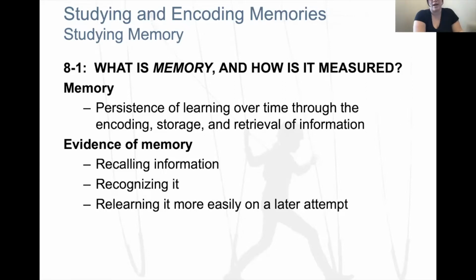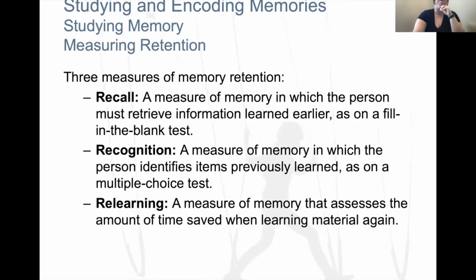An example being, I know that yesterday was September 10th, right? Or I know that pi is 3.14, right? Being able to pull that information out from my memory. Recognizing information, so being able to be like, oh, I've seen this before. I know what this is, I recognize it. And then relearning is easier or quicker on a later attempt. And we're going to talk about why that is and what the model of memory for that is.